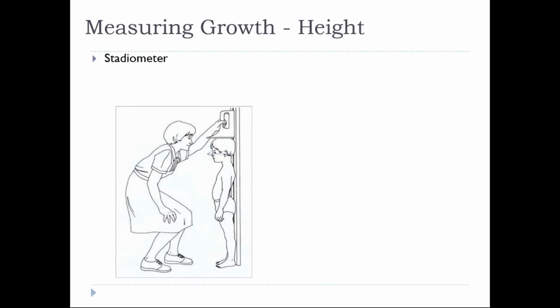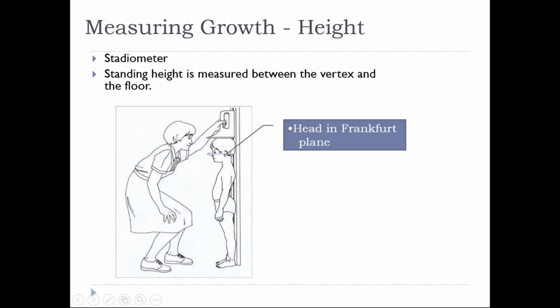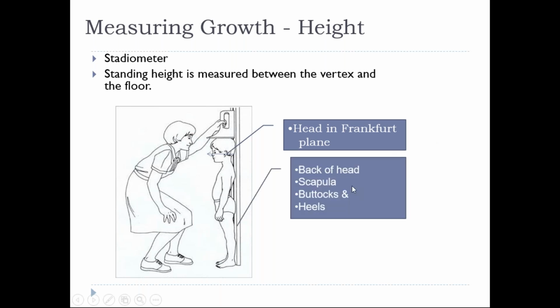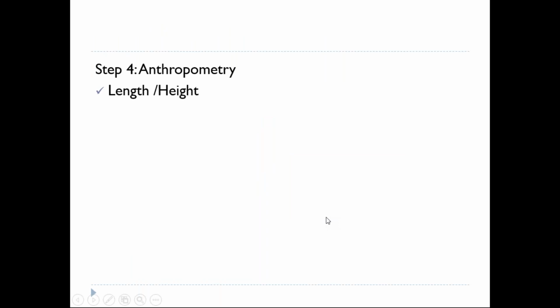So height, the Frankfurt plane, this is a stadiometer. Standing height is measured between the vertex and the floor. The head is in the Frankfurt plane, right? Then these are the points: the back of the head, the scapula, the buttocks, and the heels have to touch. I think you know this concept. We'll go ahead. And heels back together.